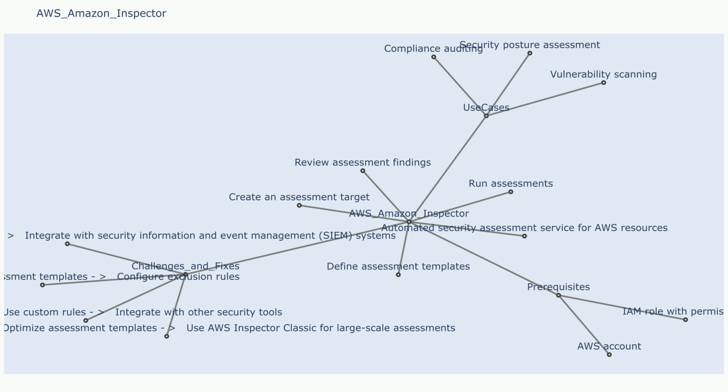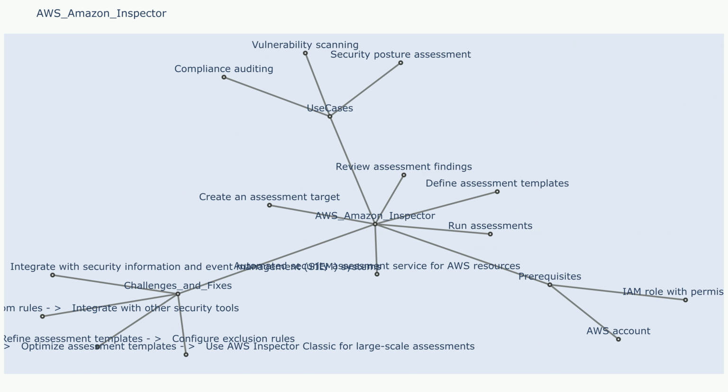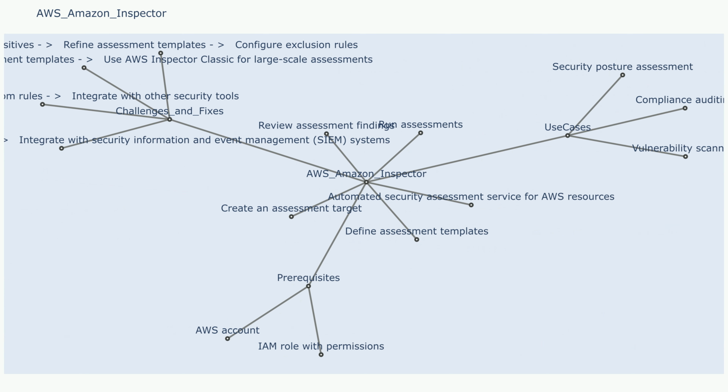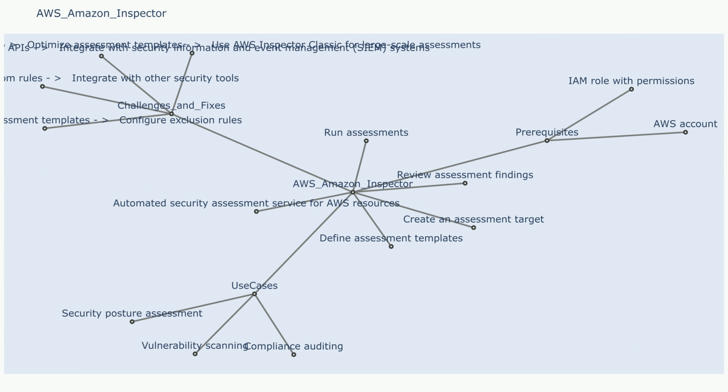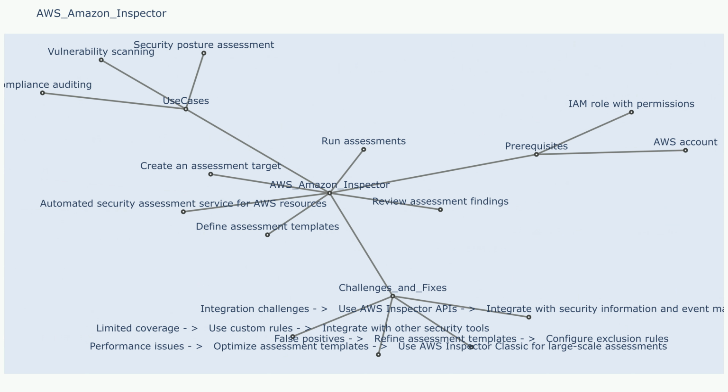Use cases: vulnerability scanning. Detect known vulnerabilities in your AWS resources, such as operating system flaws, misconfigurations, and common vulnerabilities and exposure CVEs. Compliance auditing. Check your AWS resources against security best practices and industry standards like PCI DSS, HIPAA, and SOC 2.